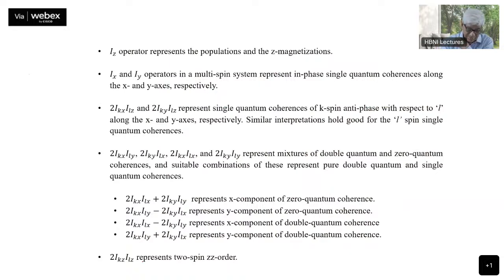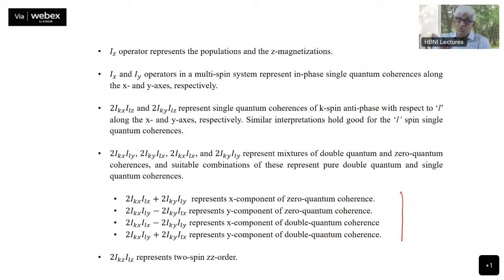And the final 2IKZILZ represents two-spin ZZ order. These are responsible for various kinds of transformations that will happen when we actually do density operator calculations. All of these terms will come into the picture and we will have to see which ones are observable and which are not. Remember, these are not observable directly because they are not according to the Einstein transition probability. Single quantum only is observable; double quantum and zero quantum are not observable. I actually showed this to you in the case of a two-spin system. Explicit calculation of the density operator showed you that although they are present, they don't show up in your FID.